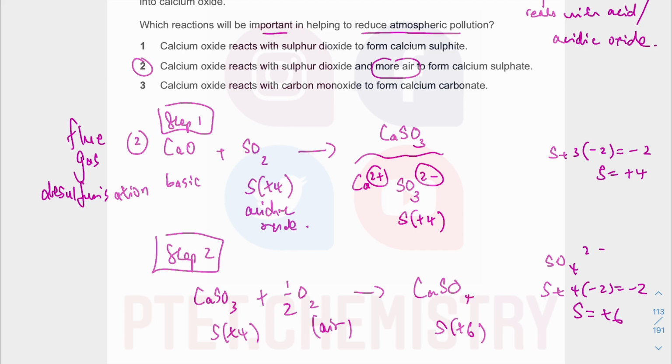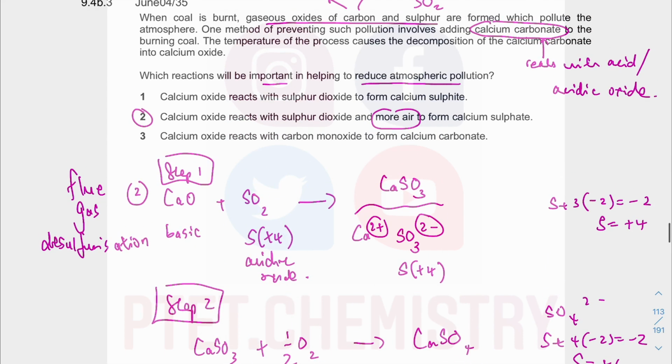Okay, this is a solid, and you can remove it easily. If we look at number 1, calcium oxide reacts with SO2 to give you calcium sulfite. You see sulfite there? Sulfite is SO3 2 minus. It's sulfur plus 4, and it is indeed the first step of that reaction. So 1 is correct.